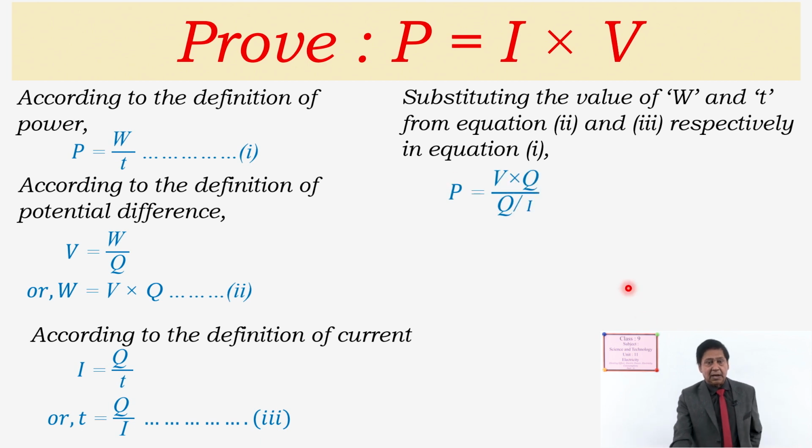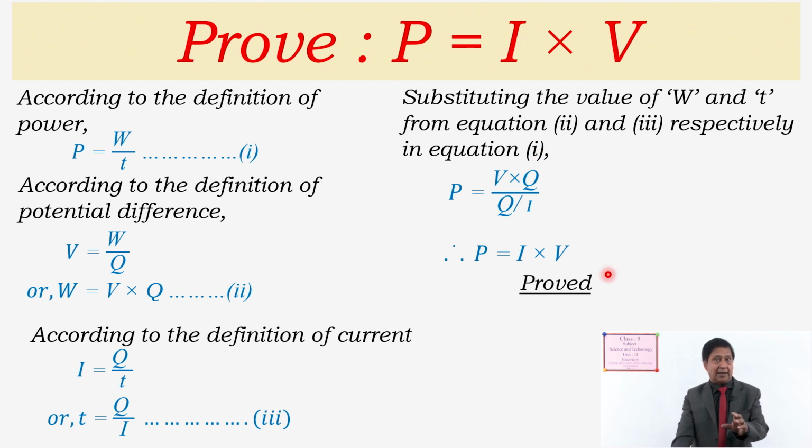We'll get P equal to V cube instead of W, and instead of T, Q by I. Q cancels, I goes up, and we proved P equal to I into V. This way, electric power equal to current into voltage is proved. Now we proved one equation. Why don't we use this equation to solve the numerical problem? Let's go through a numerical problem.